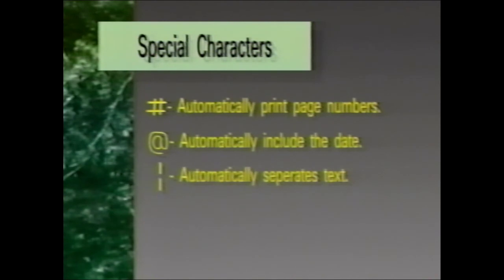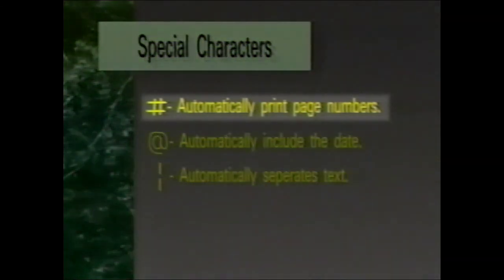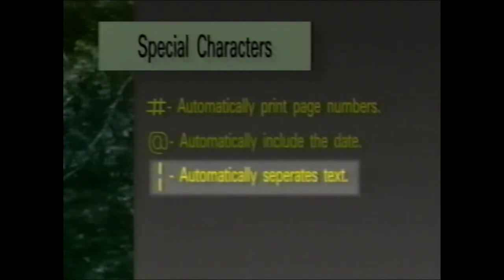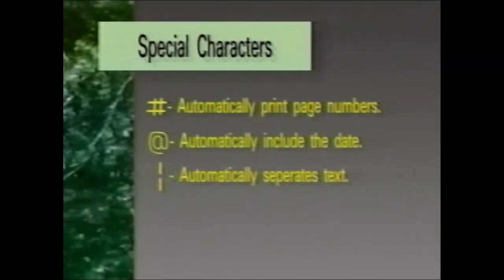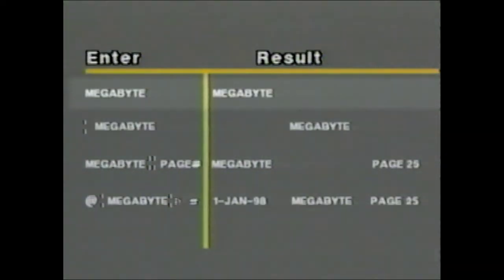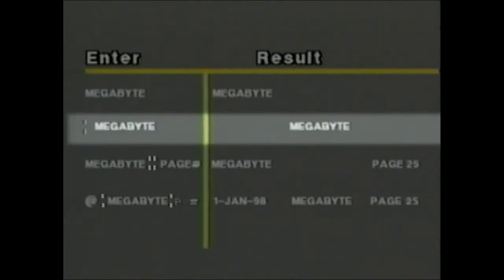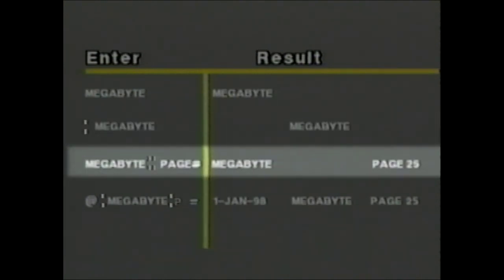Lotus also provides a few special characters which allow you to control the positioning of page numbers, the date, and words within the header or footer. The pound sign automatically prints page numbers starting with 1. The @ sign automatically includes the current date set by the system clock. The vertical bar separates text. For example, in the absence of this mark, all text is left justified. The first one centers the text that follows, and the second right justifies the remaining text.